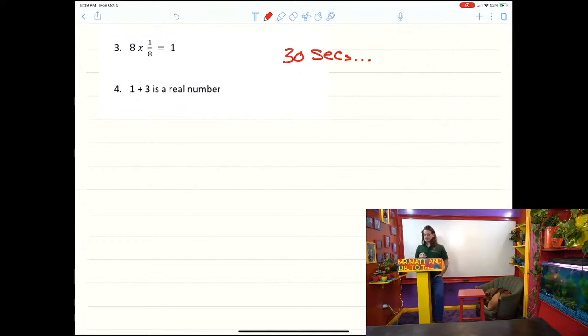So let's first understand what operations are occurring in each of the mathematical statements. In number 3, we have 8 times 1/8. So that's obviously multiplication. In the fourth, we have 1 plus 3 is a real number. So number 3 is the inverse property of multiplication. And number 4 is the closure property of addition.